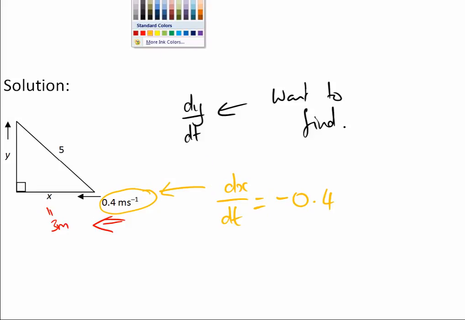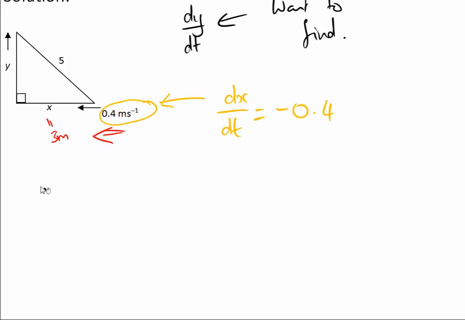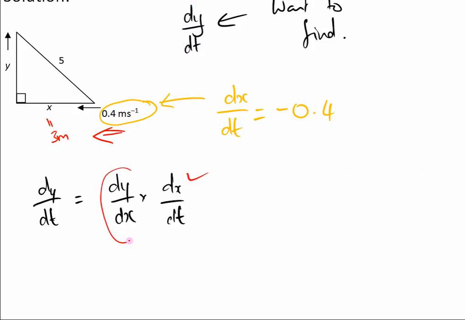Now, what do we need to do then? If we want to find dy by dt, we need to use the chain rule. This is going to equal dy by dx times dx by dt. So dx by dt, this one here, we've got, no worries. But how do we find dy by dx? Well, I need a relationship between y and x. And it just so turns out that I have one.